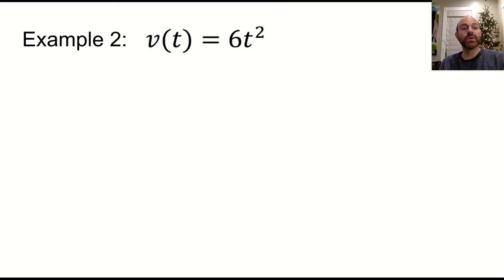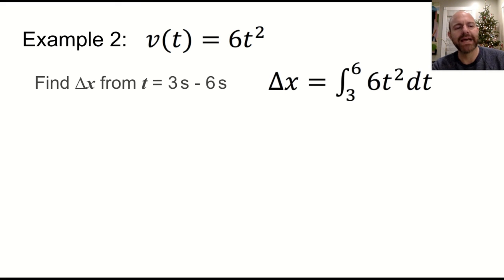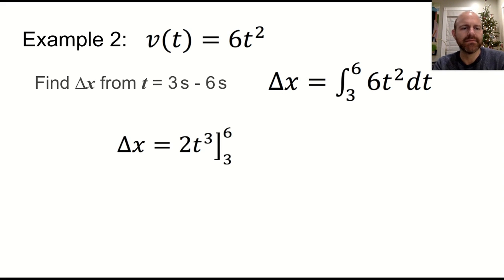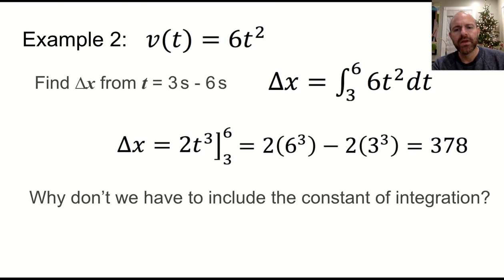Here's another example, this one going back to kinematics. If the velocity is equal to 6t squared, I want to find how much the position changed from 3 to 6 seconds. Now, of course, I could do the indefinite integral, solve for this at time 3 seconds and time 6 seconds, and then subtract them. But if we do this as a definite integral, we can do it all in one piece. So the integral of 6t squared dt is 2t cubed, evaluated from 3 to 6. So evaluated at 6 and subtract what it is at 3, and we end up with 378 meters.